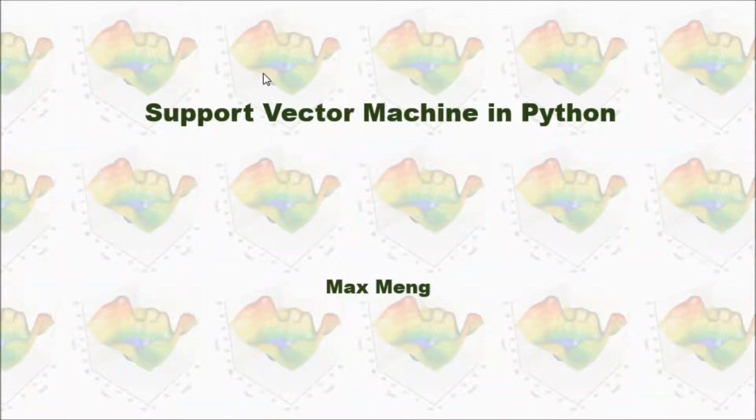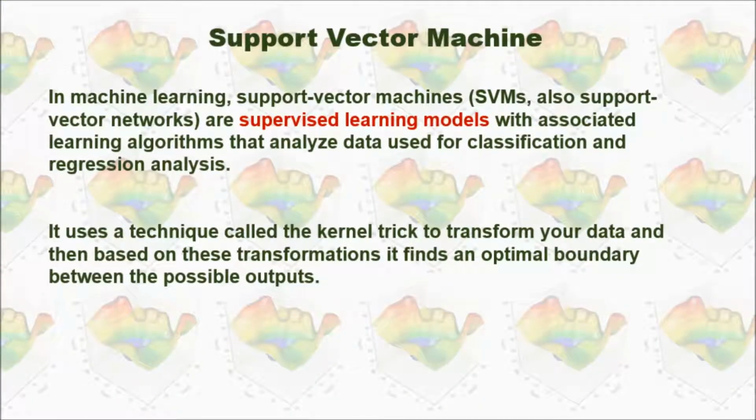This time, I'm going to talk about support vector machine in Python. In machine learning, support vector machines are supervised learning models. That means we have our data and we know which categories all those data belong to. And we will supervise the model and use the data to train the model. And the model has an associated learning algorithm that analyzes data used for classification and regression analysis.